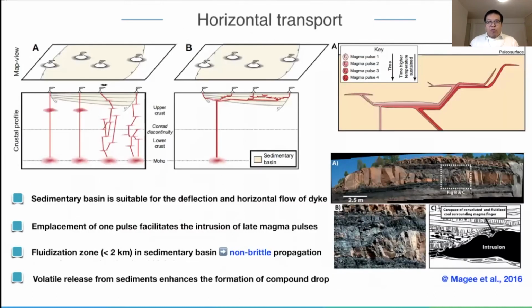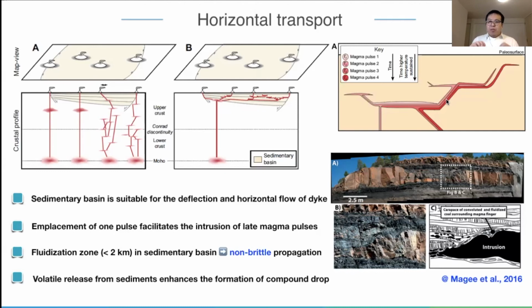And finally, we will focus on the horizontal transport of the sills, because these intrusions are emplaced into the sedimentary basins. The sedimentary basins are suitable for the deflections and the horizontal flows of the dike. So we can see maybe 7 kilometers of transport of the carrier magma. Secondly, because it's a sedimentary basin, it's easy to form the stacked sills from different magma pulses. So we should also see the layered intrusions in Noril'sk.